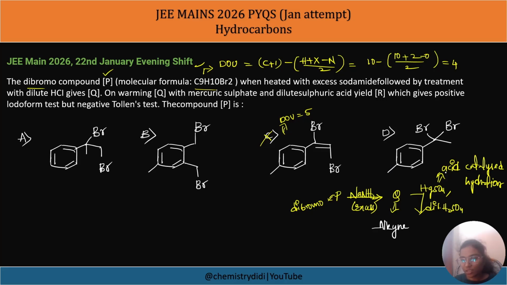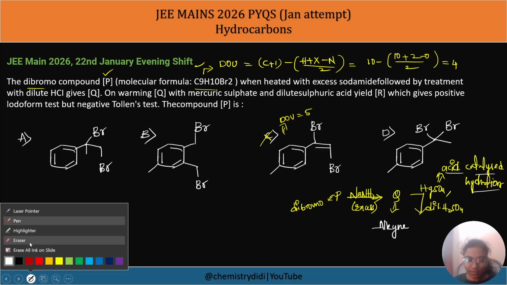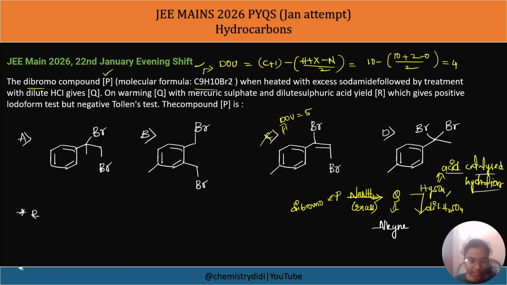So here this is an acid catalyzed hydration. Means when you do acid catalyzed hydration, RCH triple bond... let's take the terminal alkyne now. So I'll tell you the reaction over here, how it happens. Okay, R C triple bond CH. This is a terminal alkyne, right?